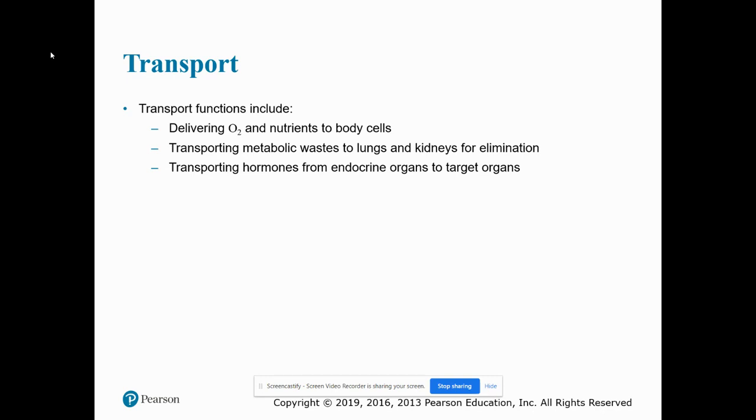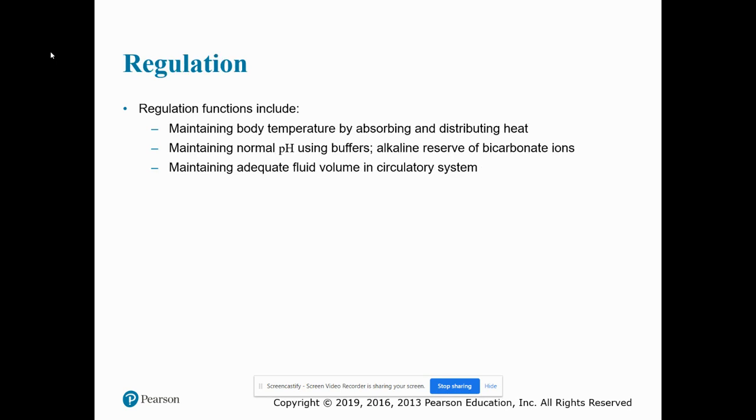It's going to play a big role in the last chapter we just did, chapter 16, because it's going to transport hormones from endocrine organs to target organs. Then we have regulation. Regulation functions include to maintain body temperature by absorbing and distributing heat. So if you think about it, when we get cold, we have vasoconstriction occurring to kind of keep our body temperature core, stable. But if we're really hot, then we vasodilate, and then we try to kind of dump heat to the environment, if you would.